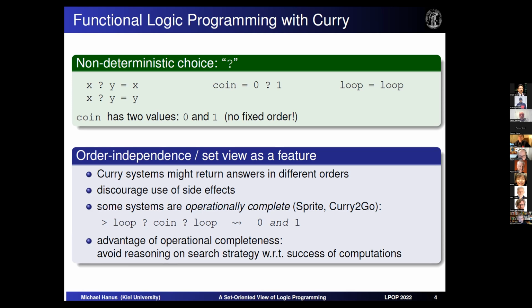And in these systems, if you ask, for instance, here loop is a non-terminating computation. If you ask, give me some value for loop or coin or loop, then in these systems, you get the values 0 and 1, in contrast, for instance, to similar Prolog systems. So the advantage of operational completeness is also you can avoid the reasoning on the influence of the search strategy to the success of a computation.